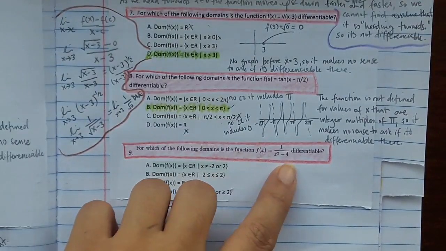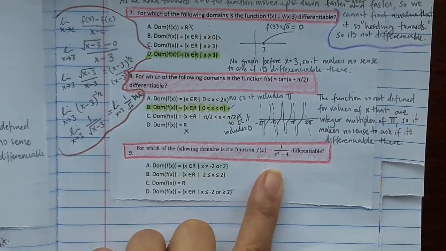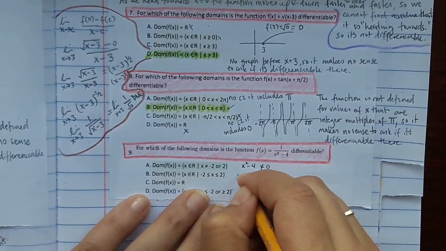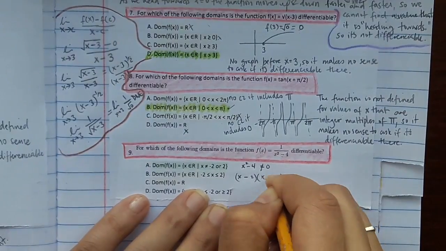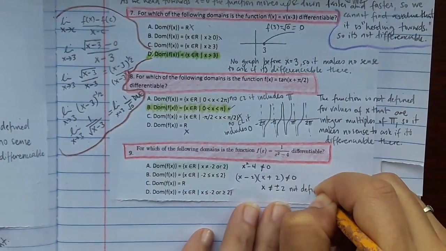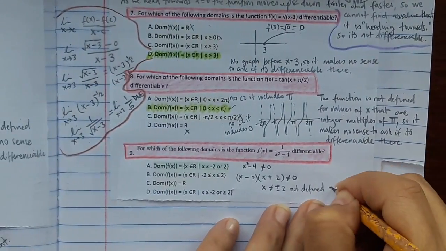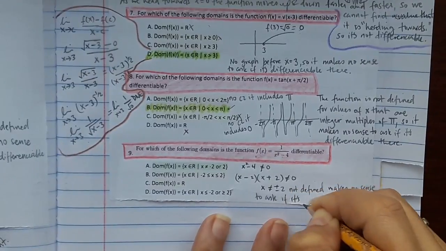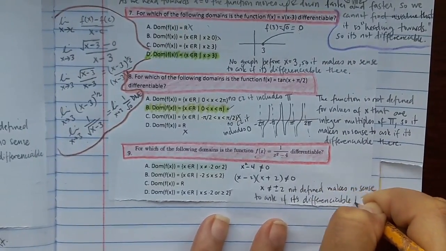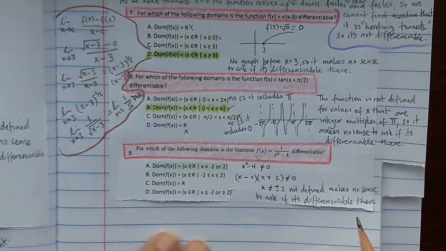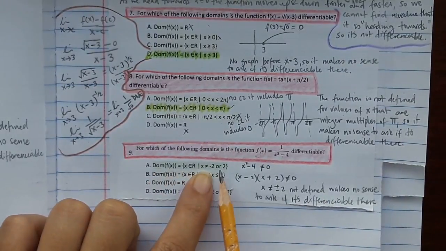Alright, last question. Even without graphing this, we could do this without graphing. Is it differentiable? Well, let's figure out if it's continuous first. So we know the bottom cannot be equal to 0. So that factors out to that, so x cannot be equal to plus or minus 2. So that's not defined, so it makes no sense to ask if it's differentiable there. Right, so f of 2 or f of negative 2 doesn't exist, so it makes no sense to even ask if it's differentiable. In other words, if it's not continuous, it's not differentiable.